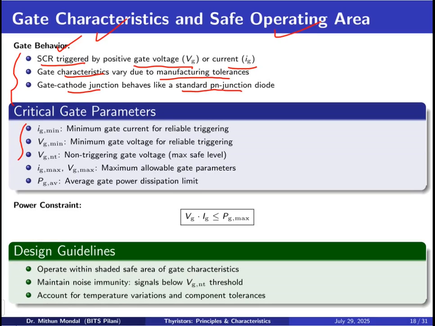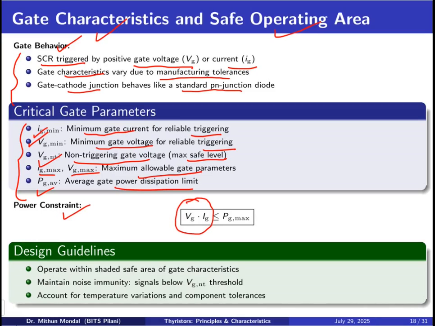Some of the critical gate parameters that we will see: what is the minimum gate current for reliable triggering, that is IG minimum; what is the minimum gate voltage for reliable triggering, that is VG minimum; the non-triggering gate voltage, its maximum safe level, that is VGNT. IG max and VG max are the maximum allowable gate parameters in terms of current and voltage, and the average power dissipated is given by PG. So the power constraint is that the product of VG and IG should be less than the maximum power PG max.